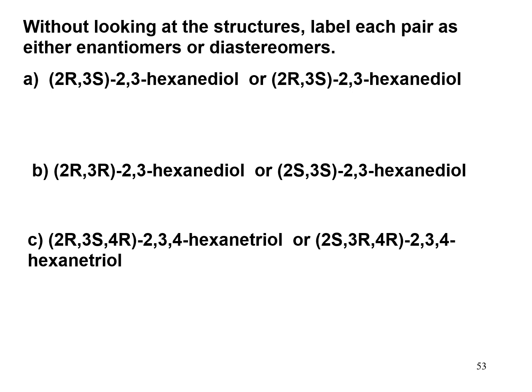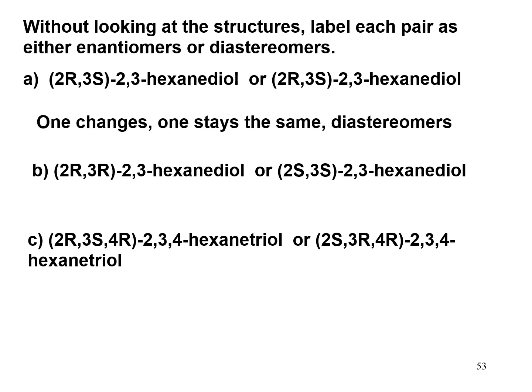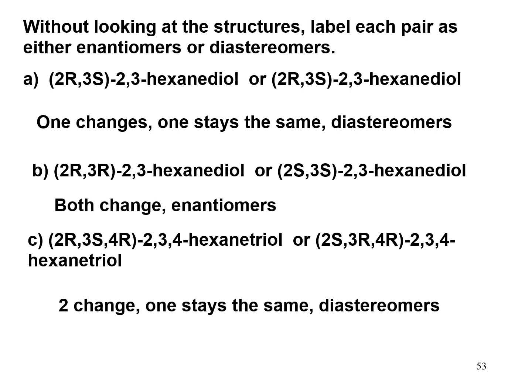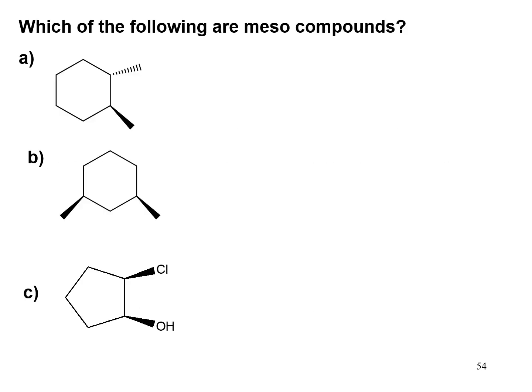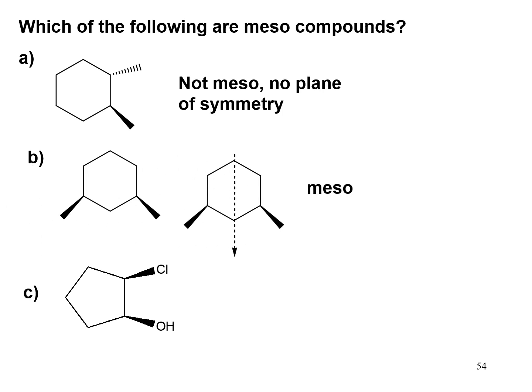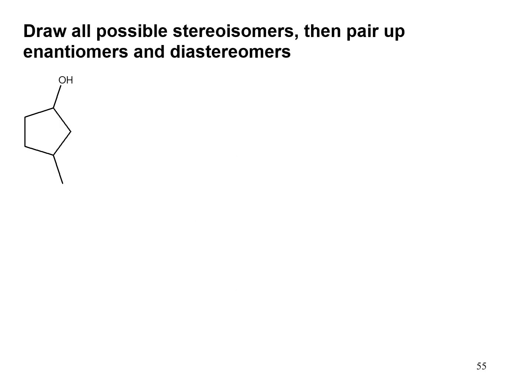So without looking at the structure, label each pair as enantiomers or diastereomers. For this one, one changes and one stays the same, so they are diastereomers. In this case, both change, so they are enantiomers, and for these two, one changes and one stays the same, so they are diastereomers. So which one is a meso compound? This one is not meso because there is no plane of symmetry, but this one is a meso compound because a plane of symmetry is there. The same is true here: not meso, because there is no plane of symmetry, since different functional groups are on this compound.